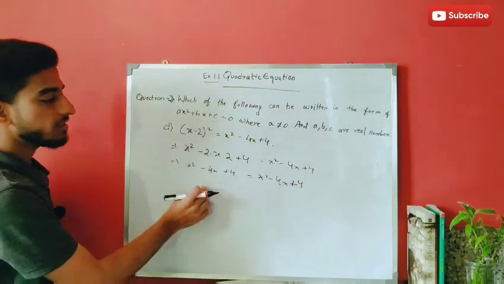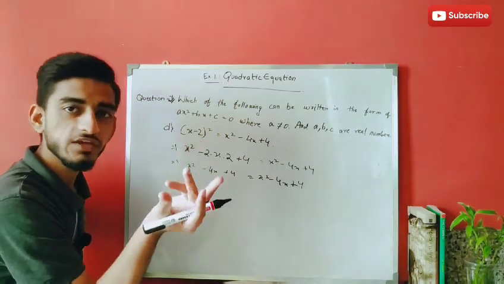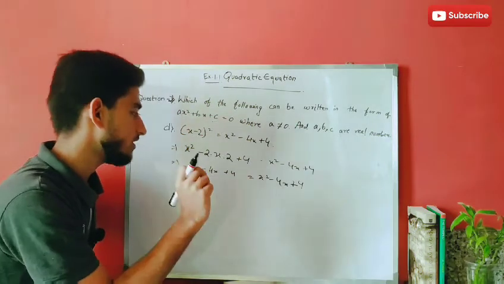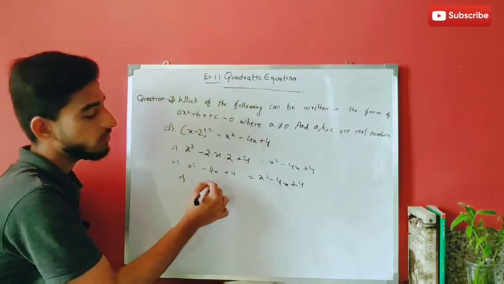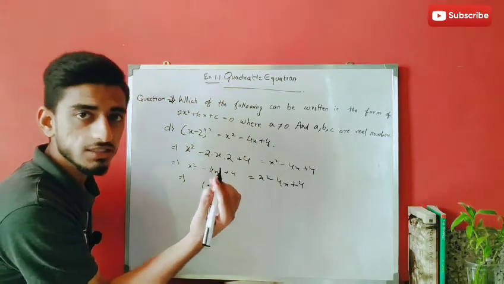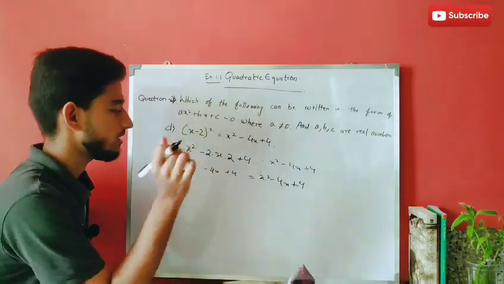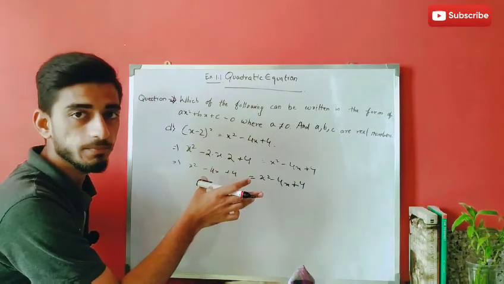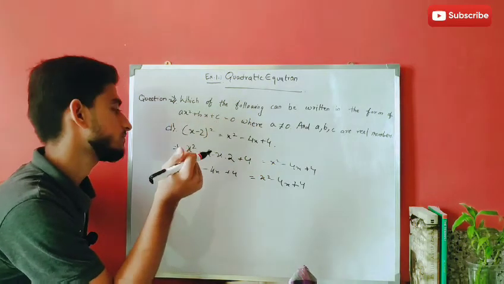See, both sides are the same, so it is not an equation at all. Forget about quadratic, it is not an equation only. Both are the same, so we can write 1 equal to 1 or 0 equal to 0. Since both are the same, we cannot write this actually. So we can say that it is not a quadratic equation.